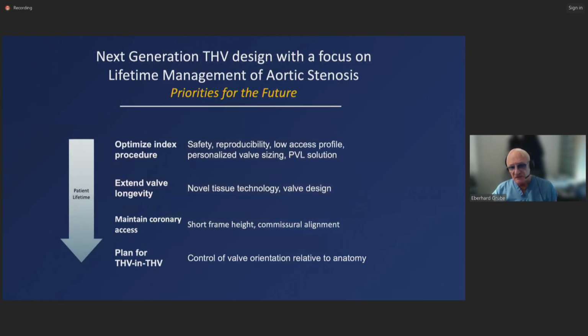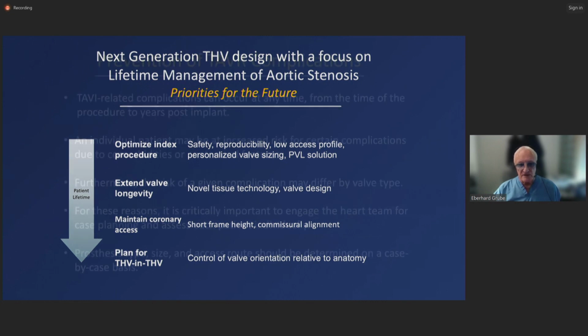If we look at the next generation THV as we move forward, particularly in the low risk and younger patient group, we have to look for priorities. And I think on this slide, I would like to point the priorities out. We have to optimize the index procedure. We have to extend the valve longevity, very important for younger patients, maintain coronary access, and we should have a plan for THV in THV.